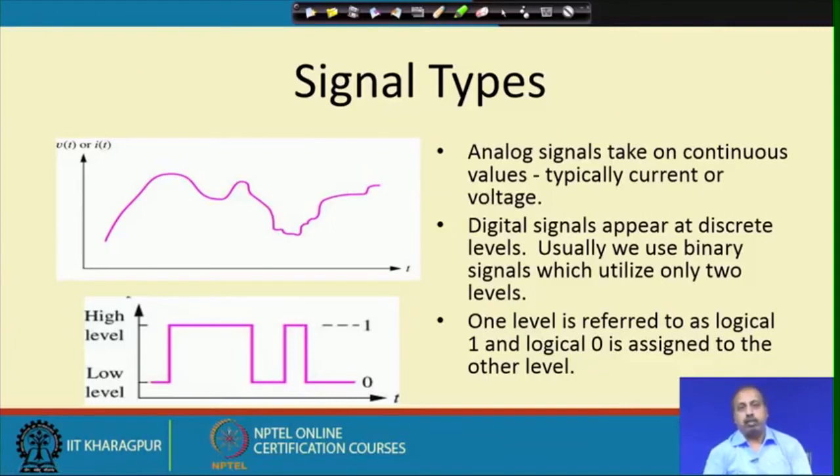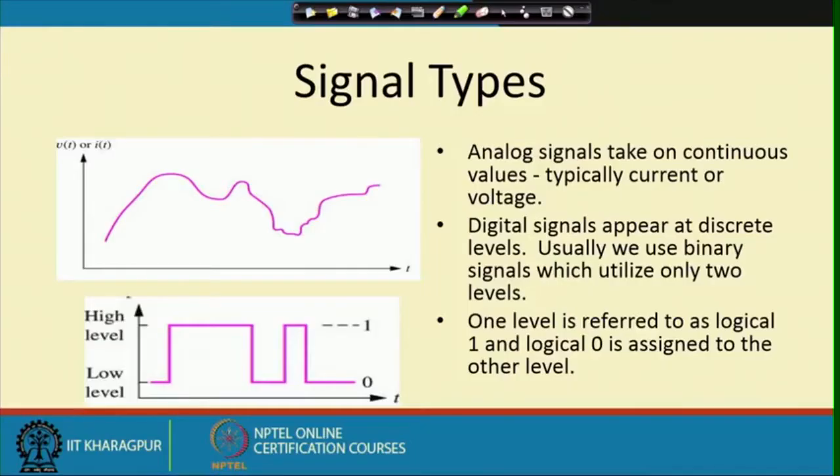You cannot say there is anything like different times here. This is normally specified in terms of some function over time, or maybe as a differential equation, but ultimately it is a continuous function of time. Typically, a current or voltage may be representing an analog signal.